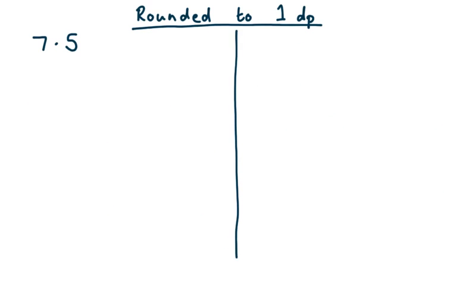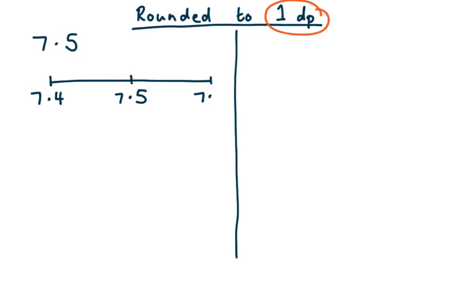So this number has been rounded to 1 decimal place. Draw your number line, put your number in the middle. The question says 1 decimal place. So on your number line, you're going to write numbers that are 1 decimal place below and 1 decimal place above. All you want to do then is look in the middle. This is your lower bound. What's in the middle of 7.4 and 7.5? 7.45. This is your upper bound. What's in the middle of 7.5 and 7.6? 7.55.